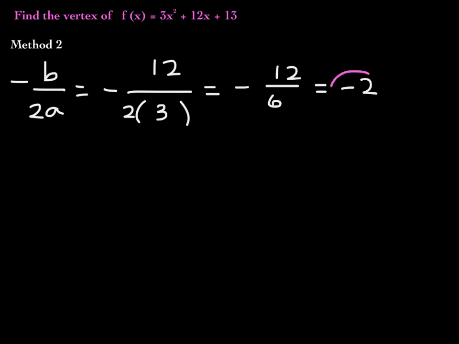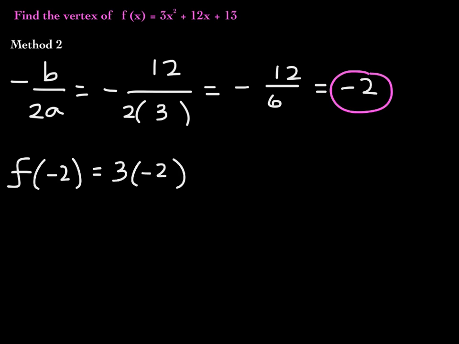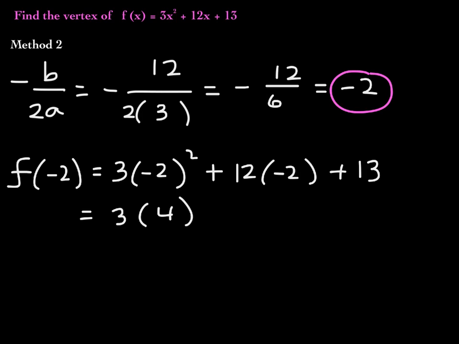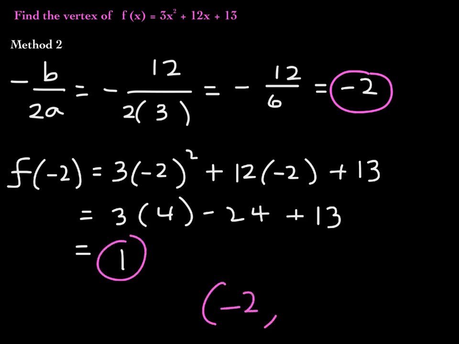The next thing I'll do is take negative 2 and plug it into my function. And now just do a bunch of arithmetic. Be careful to follow the order of operations. So all of this gives you 1 when you do the arithmetic. So then your vertex is negative 2, positive 1.